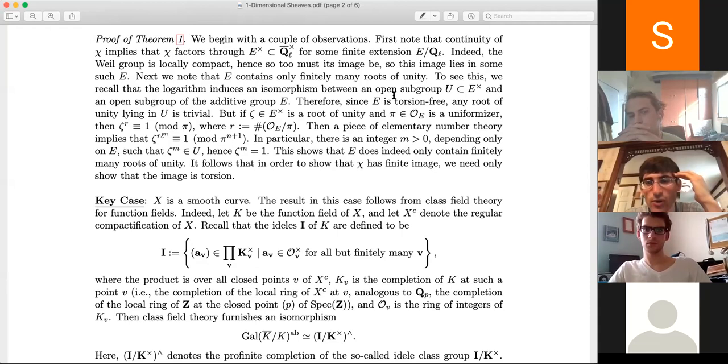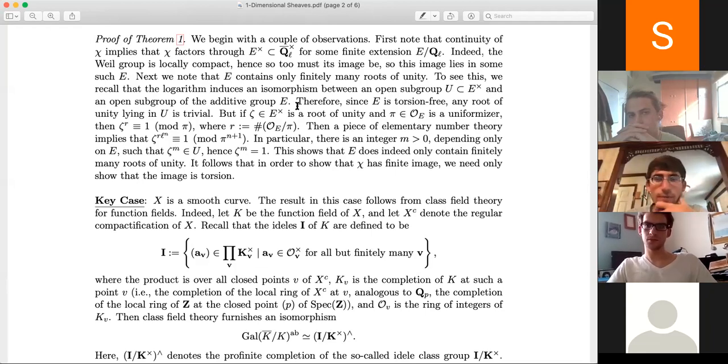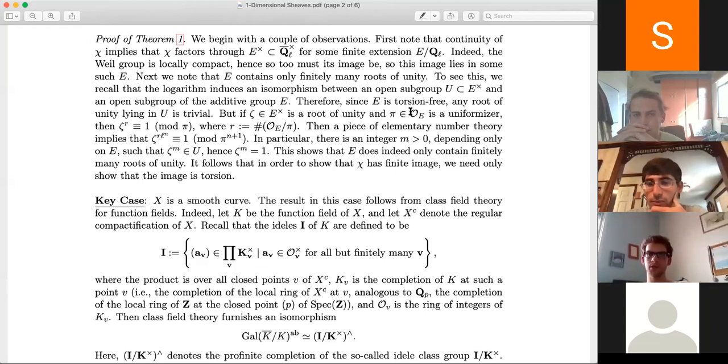So that gives you an isomorphism between an open subgroup of E cross and an open subgroup of the additive group E, right? So logarithm takes you from E cross to E, and the exponential goes from E to E cross, just like with the real numbers. Okay, now E is a torsion-free group, right? The additive group E has characteristic 0, so it's torsion-free.